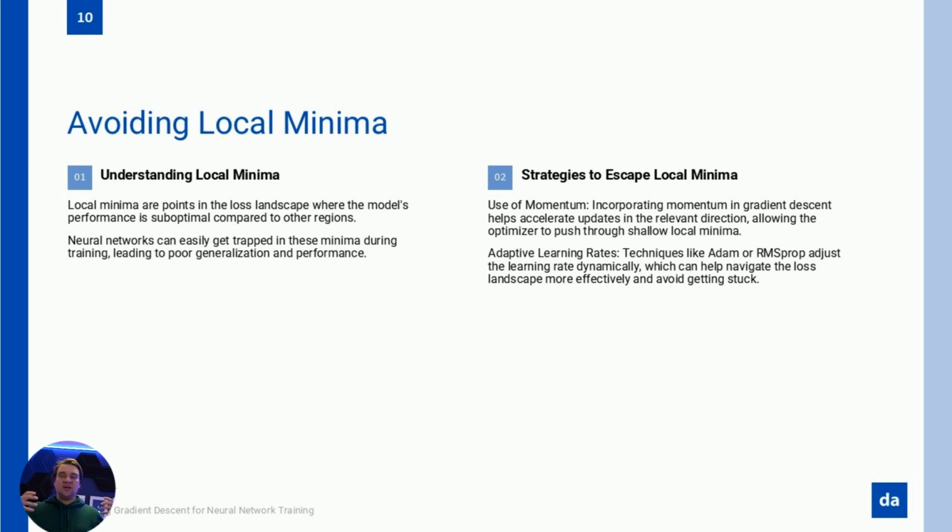Now that we've tackled local minima, let's focus on speeding up convergence. Because even with the best path, slow training can waste valuable time and resources. In the next slide, we'll explore techniques to boost convergence without sacrificing performance.